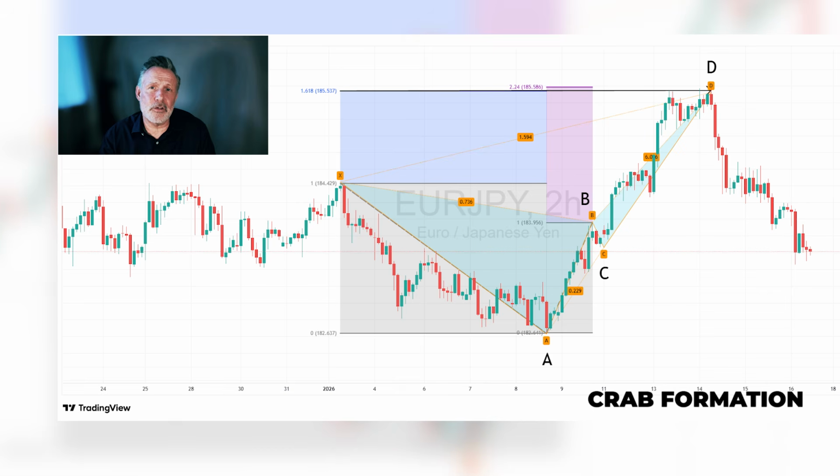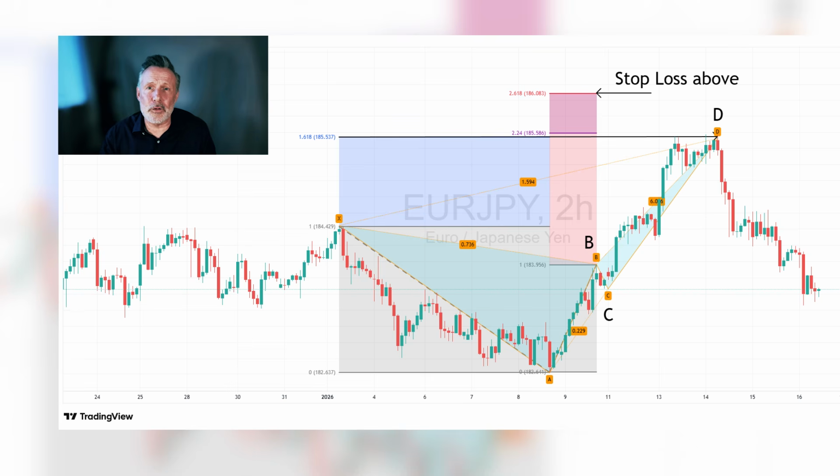The crab formation is seen as an extended Cypher pattern. The BC leg should be close to the 224% extension of AB and a 161.8% extension of AX, another confluence zone. Unlike the inside patterns, outside formations do not offer a natural invalidation level. I look to place my stop loss outside obvious areas of liquidity, or in the case of the crab formation, above the 261.8% Fibonacci extension.